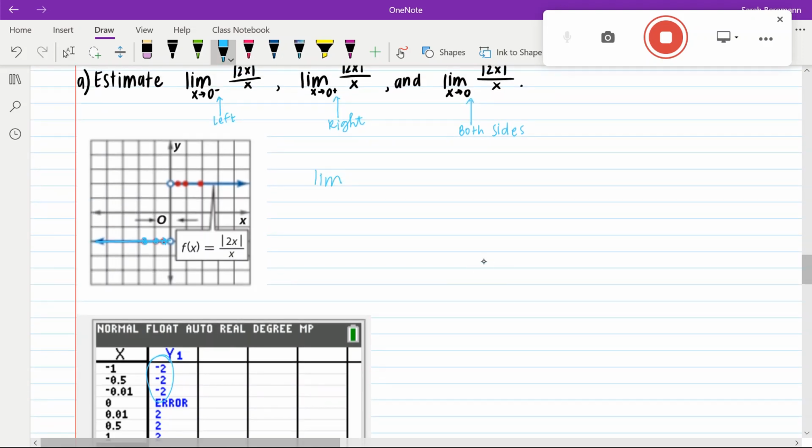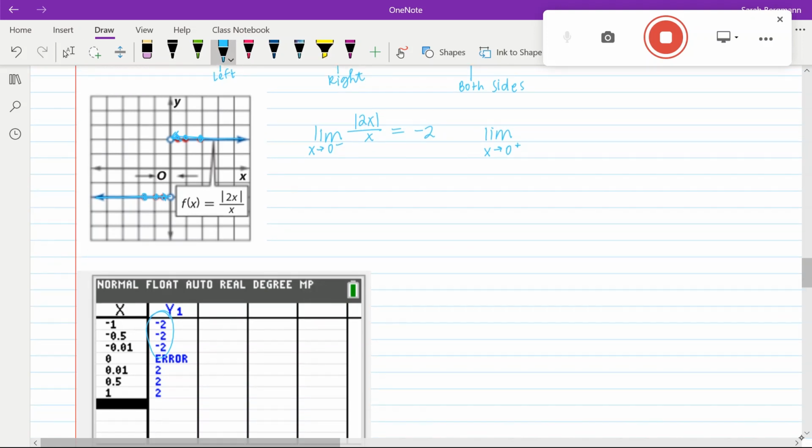So we'll write the limit as x approaches 0 from the left of the absolute value of 2x over x equals -2. However, from the right, if we are inspecting the limit as x approaches 0 from the right, we are looking at this. So we're looking at this point, this point, this point. We see that each of these points has a y value of +2. So as x is approaching 0, our y values are all +2, which confirms in the table. So that means the limit of this function as x approaches 0 from the right is +2.